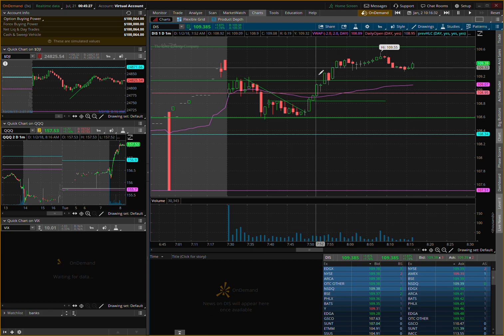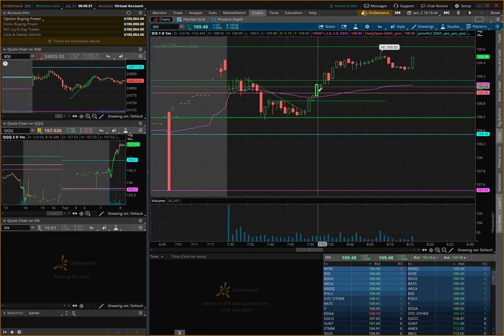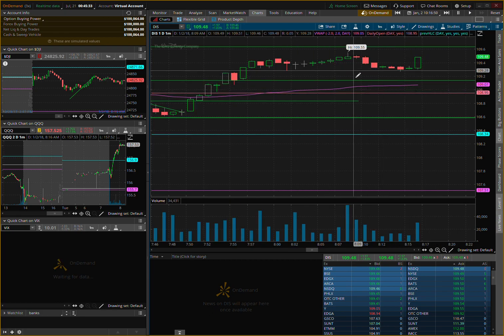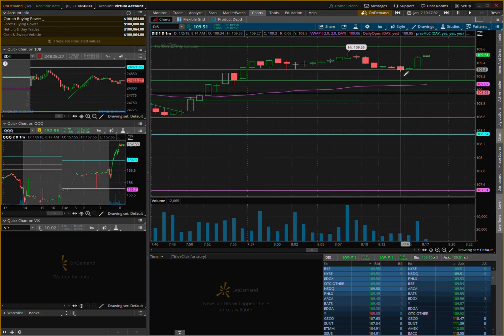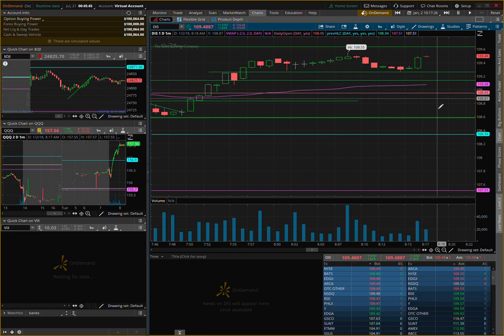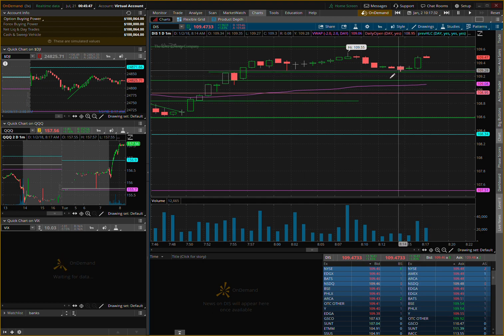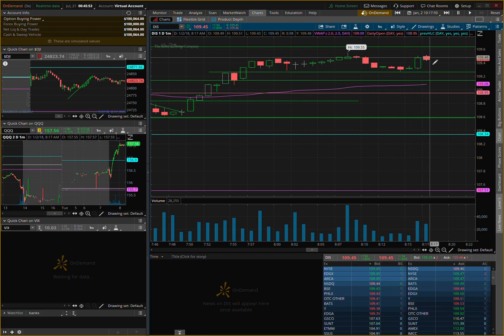Oh, look at that. So this is telling me that right there, whoa. That little wick right there got me out. What I should have done was place my stop loss right here, slightly below this, which essentially equates to this point here. Now it's coming back up.